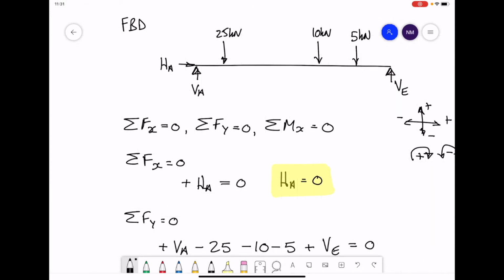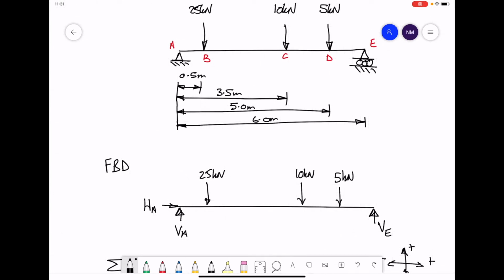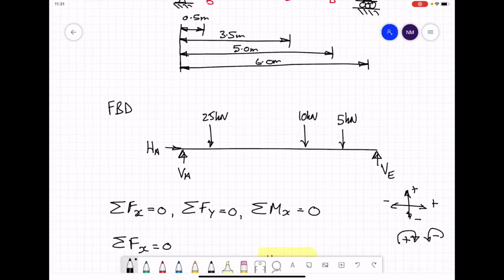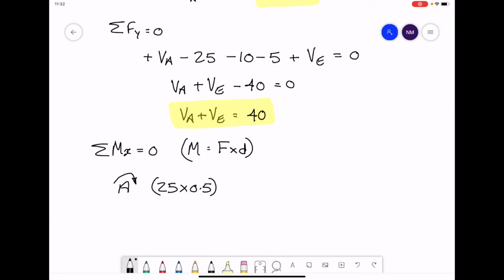So you can see this from our initial diagram. 25 kilonewtons, it's half meter across. The 10 kilonewtons, 3.5 meters across from point A to point C. The 5 kilonewtons, it's 5 meters across, and then VE is going to be 6 meters across. 25 times 0.5, 10 times 3.5, 5 times 5, VE times 6. They must all add up to give you 0.